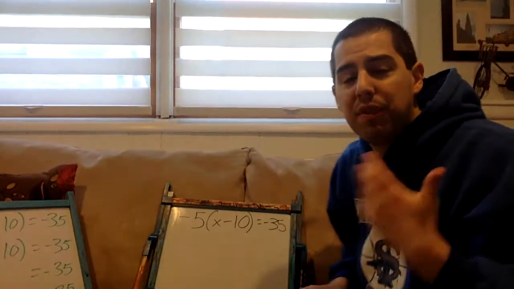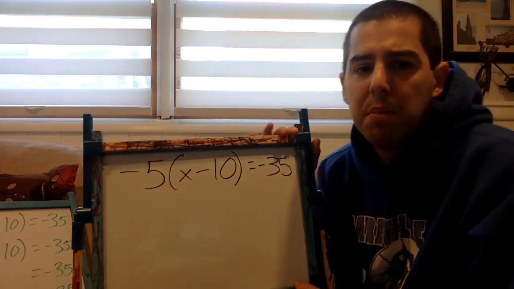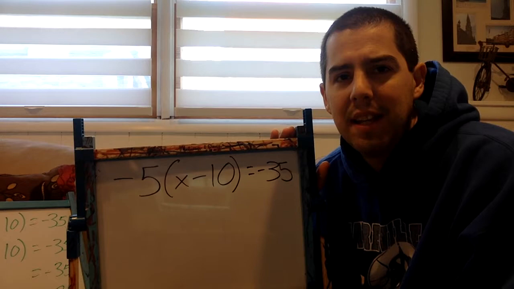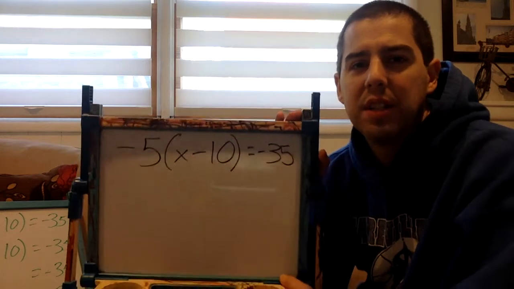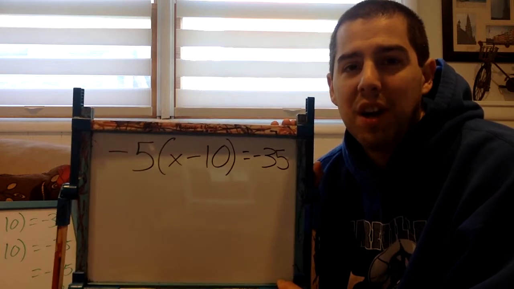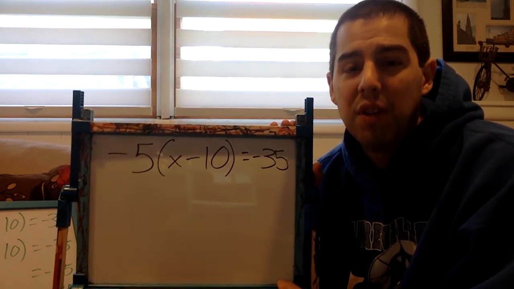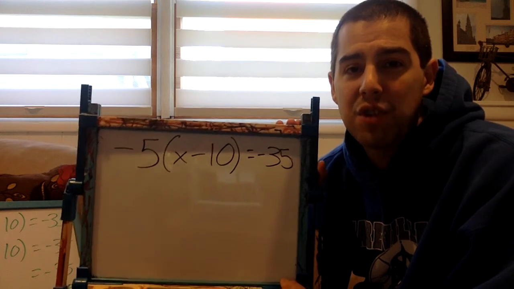This is an example from your classwork, problem number 3. -5 multiplied by x minus 10 equals -35. What we're looking to do is isolate the variable and balance the equation. So we have to undo the operations being done to the variable in reverse order using the inverse operations.